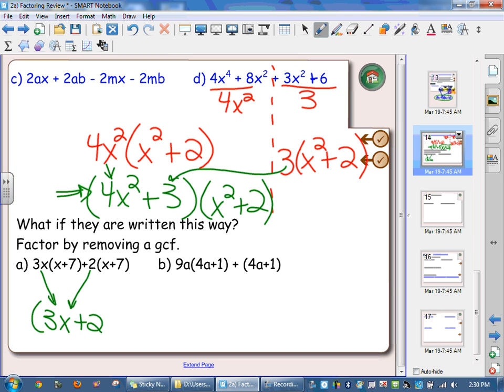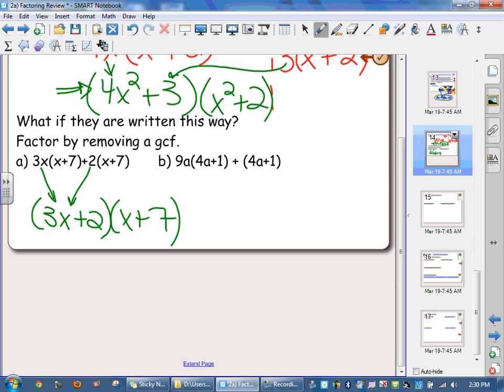Let's take a look at B. How would B look? Well, if there's nothing in front of that bracket on the right, it is a number. That's a hidden 1 there. So we're going to have a 9a plus 1 in one bracket. And then we're going to put our 4a plus 1 attached to the end. And that's our final answer.